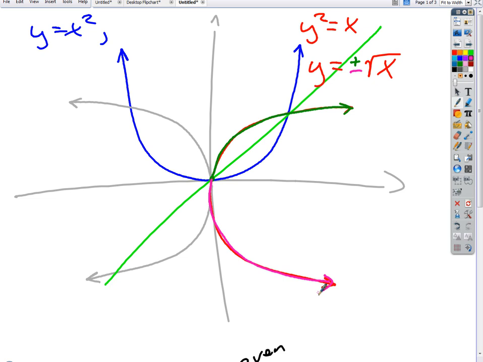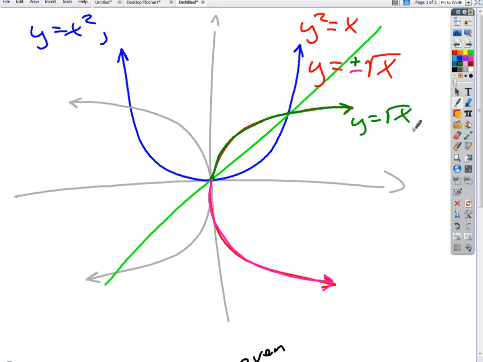Look what it did. When we solved for this, the math gods gave us back two separate answers, plus the square root of x or minus the square root of x. If I look at either one of those two by themselves, if I just look, for example, at y equals positive the square root of x, is that a function? It is, right?